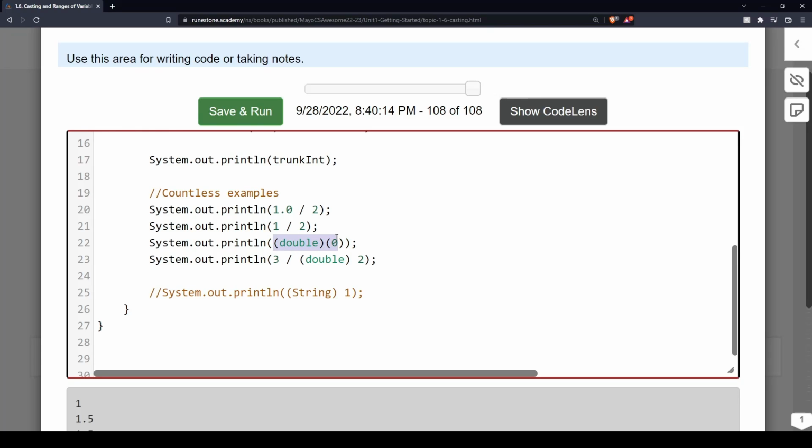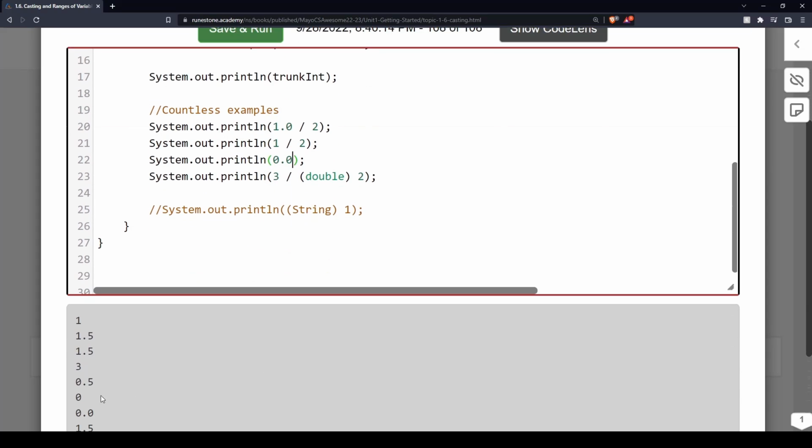Now we have to cast 0 to type double, meaning that we need to add decimal places, and the value of this expression just becomes 0.0. And you'll see that that's what it outputs right here.